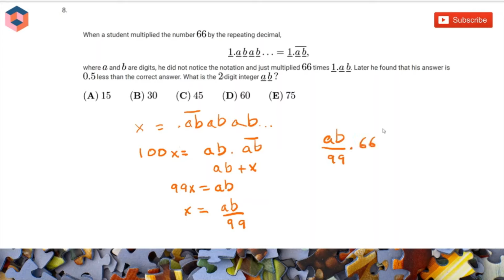So this number right here, we already subtracted the 1, so this is just AB over 99 times 66. And this is 0.5 greater than just multiplying 66 by point AB. So we can subtract 0.5 from this to get AB over 100, because a normal two-digit number, you can just multiply by 100, times 66. So now this simplifies a bit. Both of these have factors of 33, and both of these have a factor of 2.